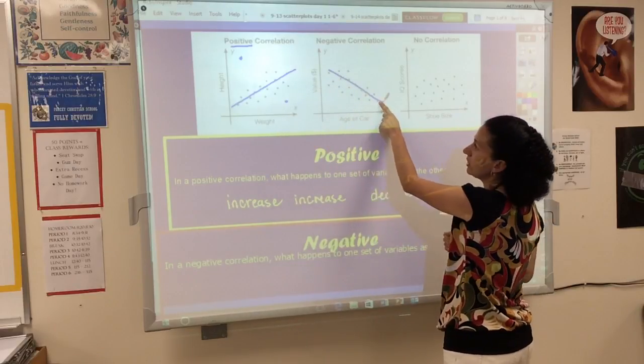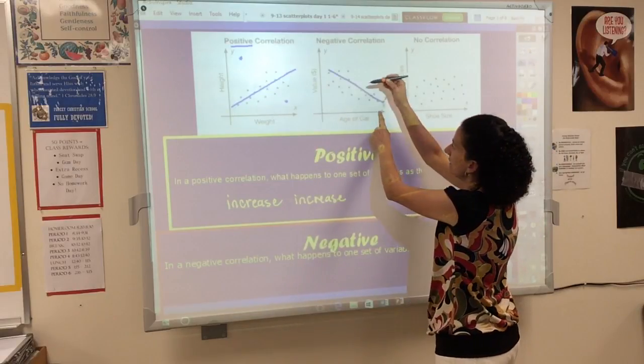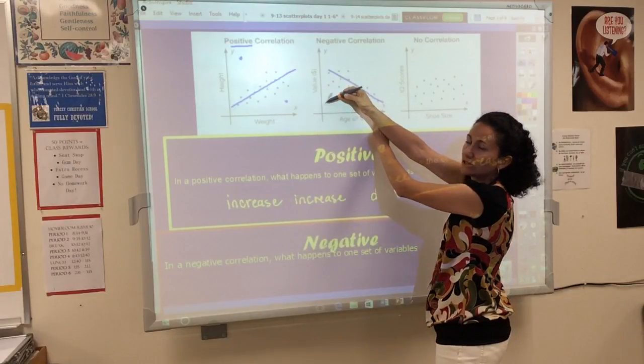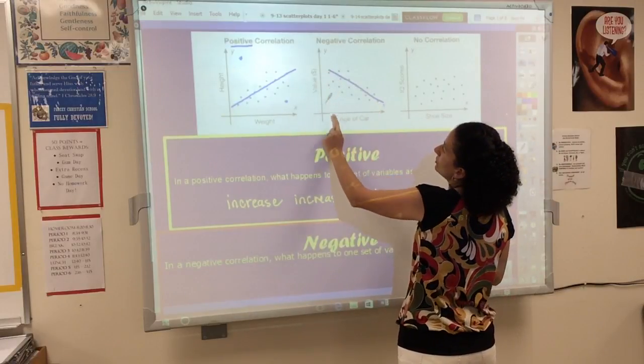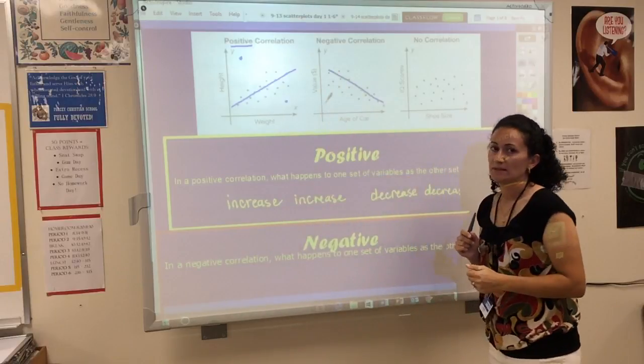So this might be a car that is really, really old. You see the age is high. And its value is low. It doesn't cost a lot. This would be a new car or newer car, so the age is very low, but the value is high.